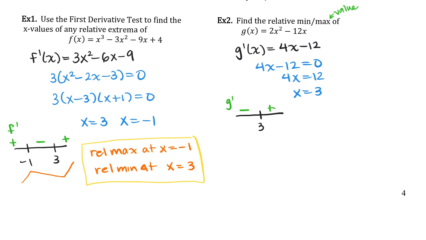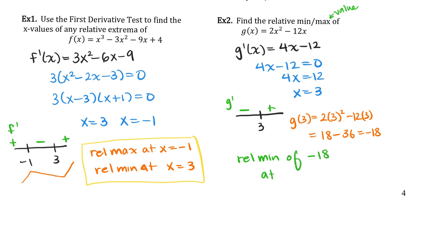They want the actual value at 3 though. So I need to plug 3 in the original function to figure out what g of 3 is. I'm plugging it in the original function to figure out the actual value. What is that? 2 times 9, 18 minus 36 is negative 18. Okay, now I'm going to answer the question. Find the relative, in this case it's a minimum because we determined that. So there's a relative minimum. The value is negative 18 and that occurs at x equals 3.